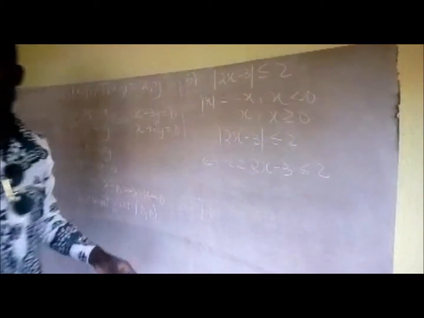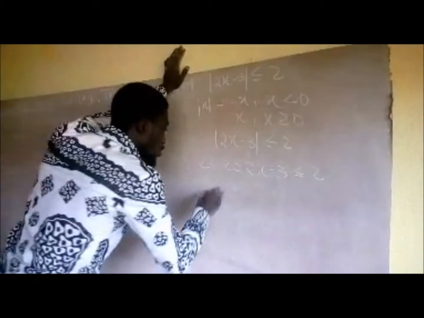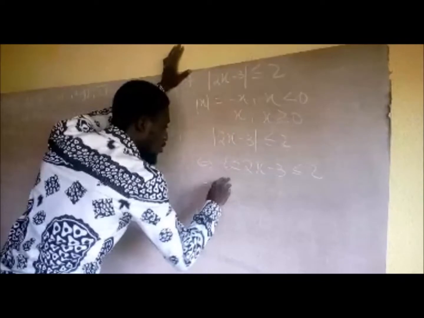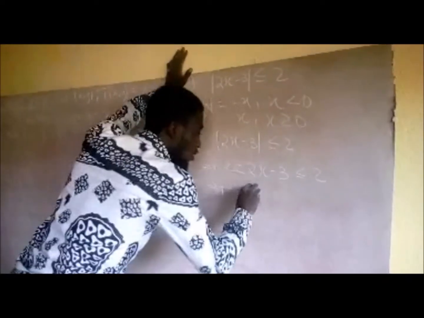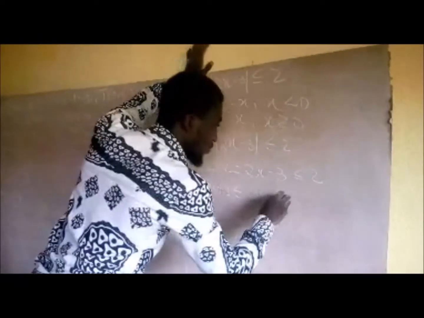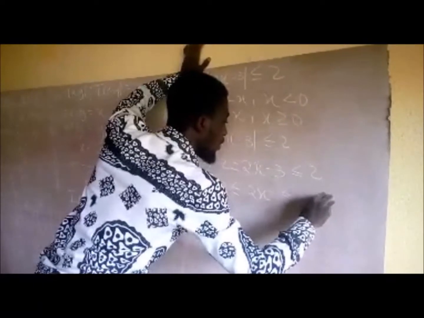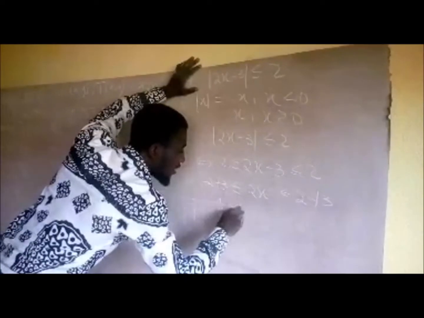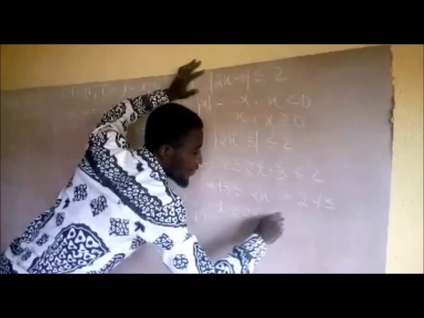From here, this becomes an inequality which we can solve. If we add 3 to both sides, we're going to have negative 2 plus 3, which is positive 1, less than 2x less than 2 plus 3, which is 5.